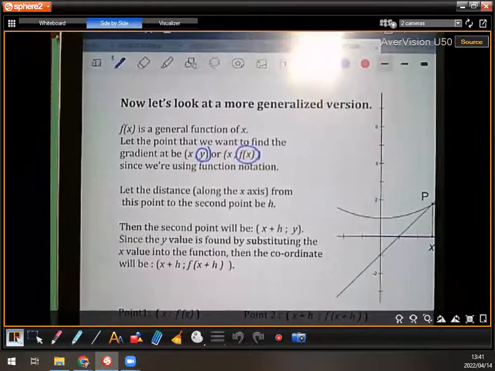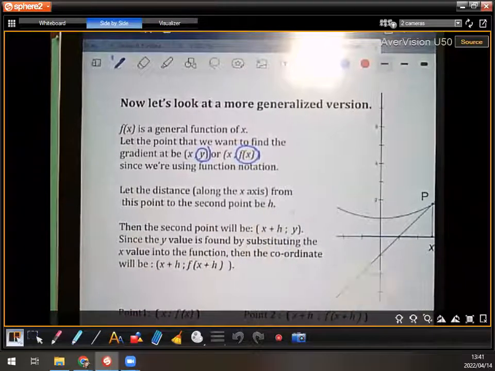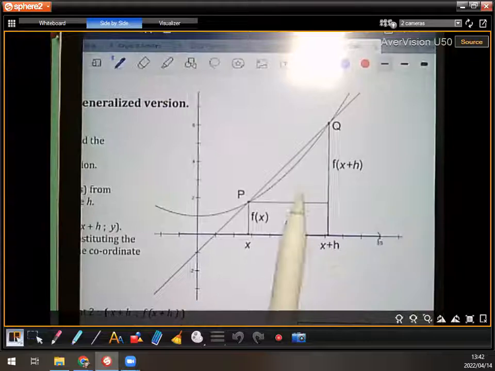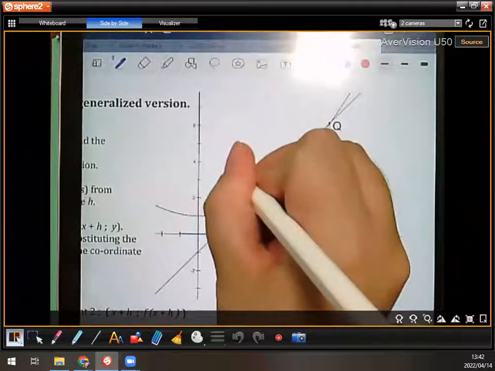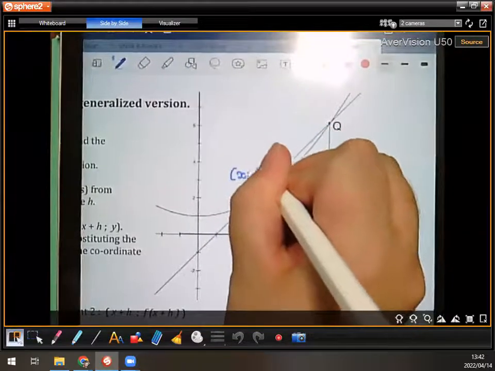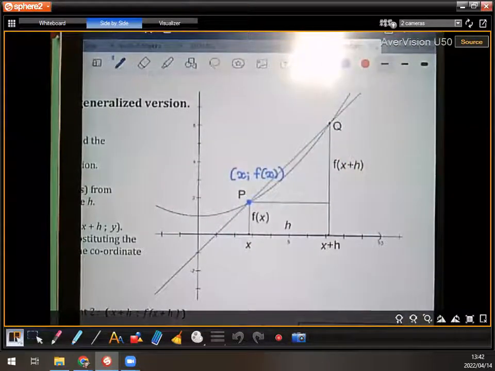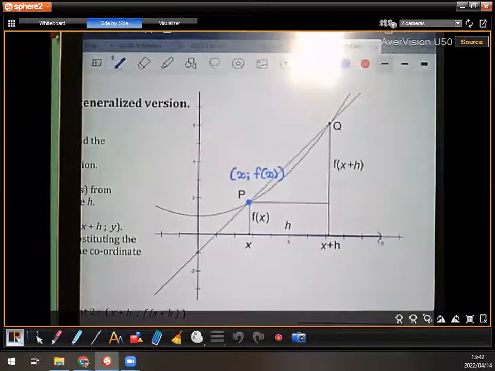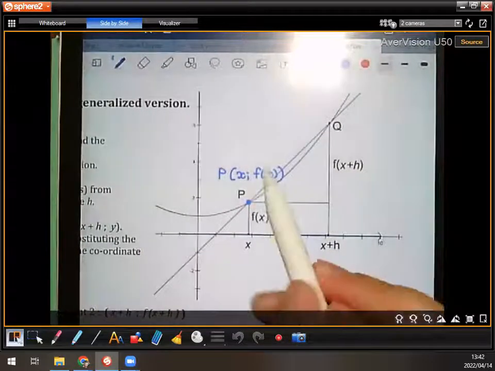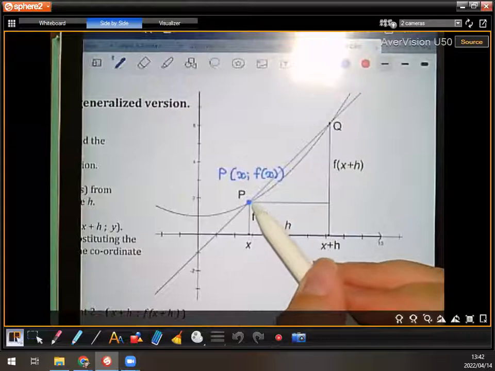All right. I'm sorry, let me just go to this page here. Let the distance along the x-axis from this point to the second point be h. All right, so if we're looking at the picture, what do we have here? They've given us a point, right? This point P, this is the point x, f of x. That is point P, all right? Maybe you want to just label that point. Let's add the P there in front as well. They didn't actually label it on the picture, all right? But that is the point that we're looking at. We are trying to find the gradient now at this point.